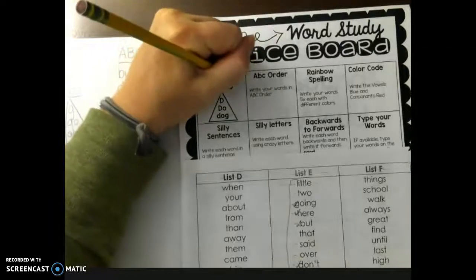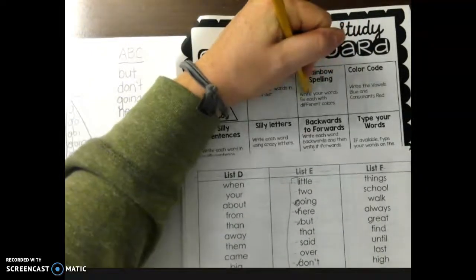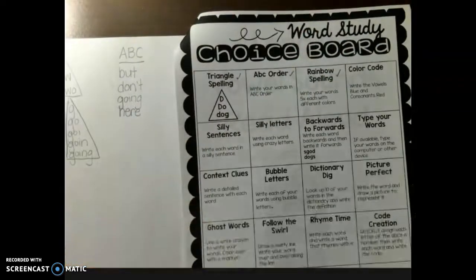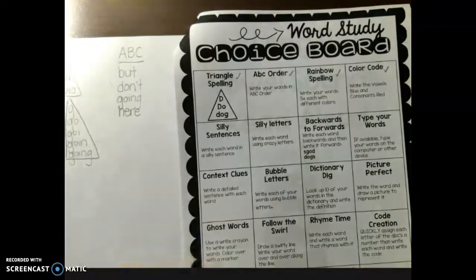So I just talked about triangle spelling, ABC order, rainbow spelling. It says write each of your words 5 times each with different colors. So it's just rainbow writing. You guys know how to do that. Color code: vowels blue, and consonants red.